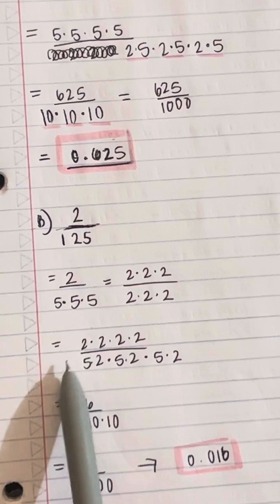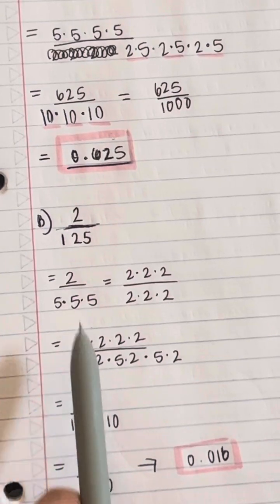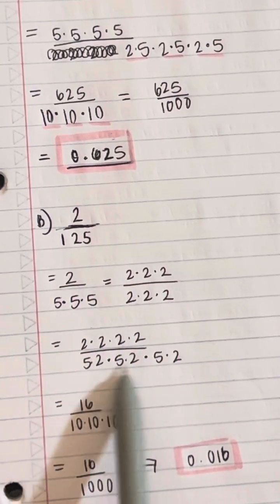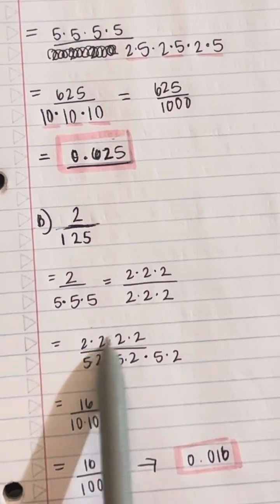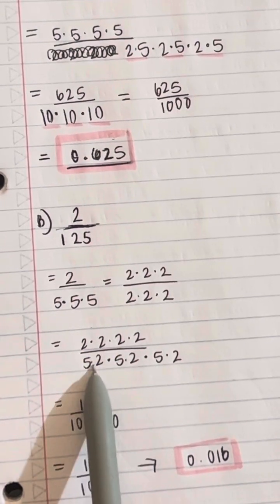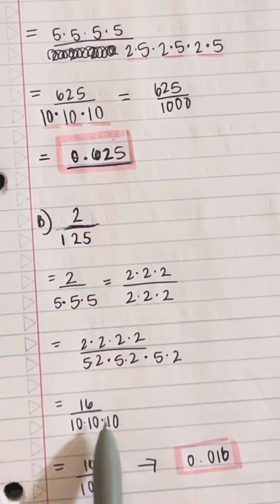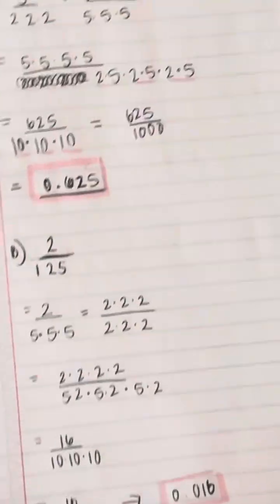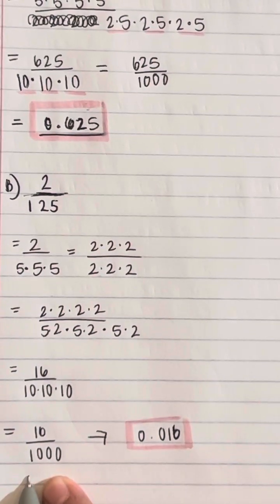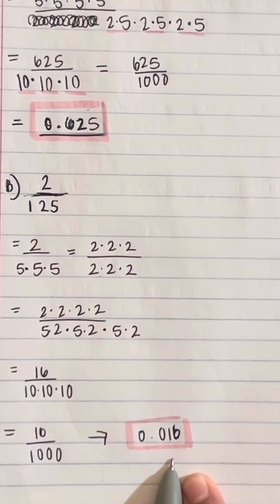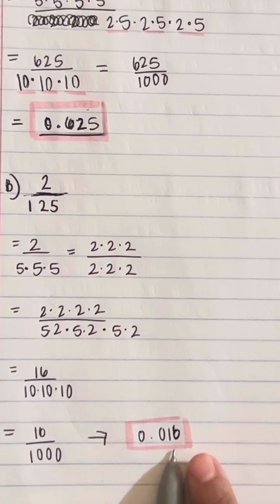And now I come back here, and for the next step, I just simplify everything. I multiply everything together, and that gives me 16. And then 5 times 2, this and this will give me 10 times 10 times 10. Therefore, that gives me altogether 16 over 1000. And in decimal form, that's 0.016.